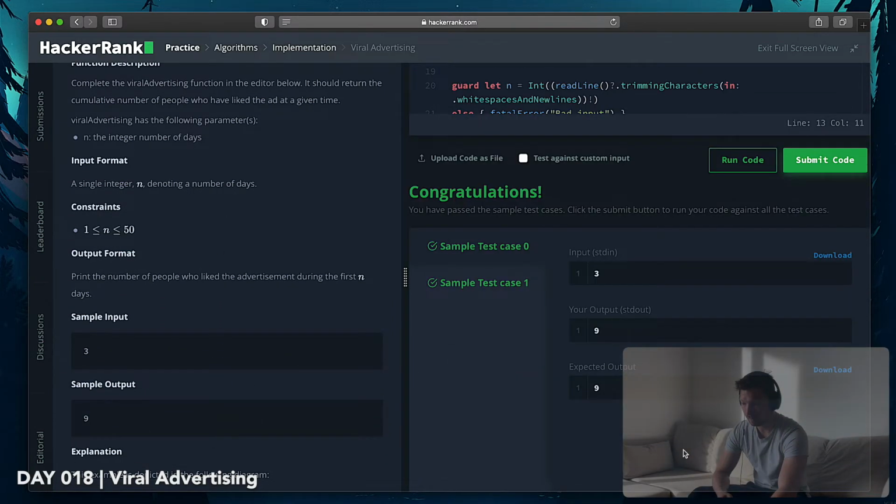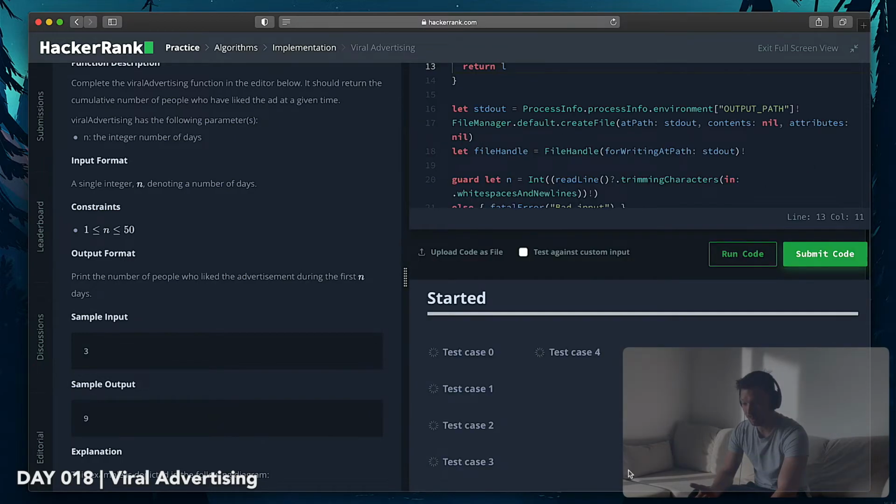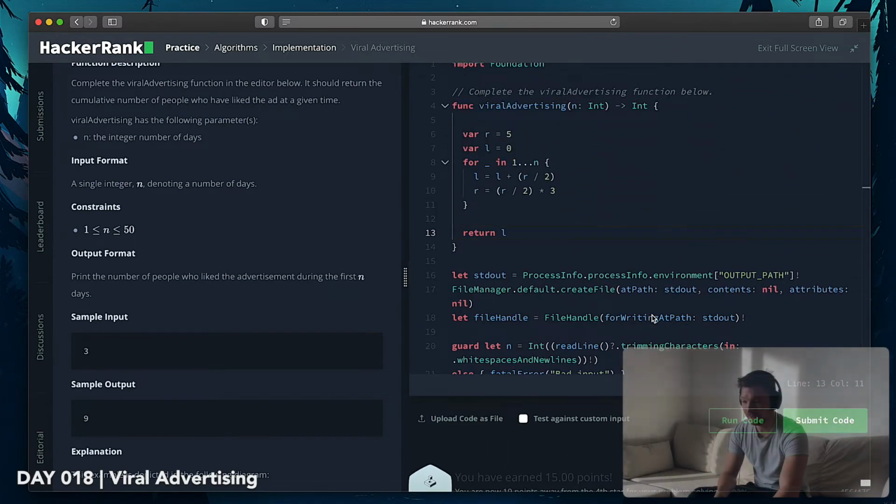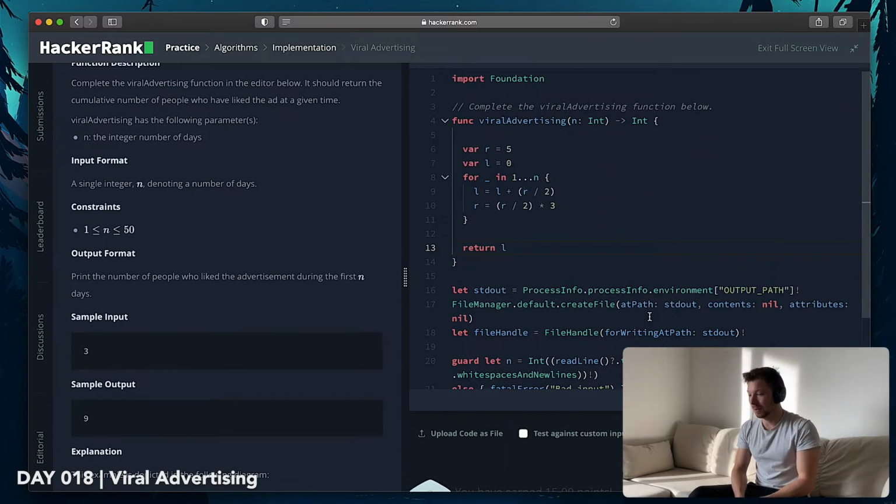Okay, let's see. That worked great locally. Now the other tests. Perfect. Okay, so that was for the advertisement and likes.